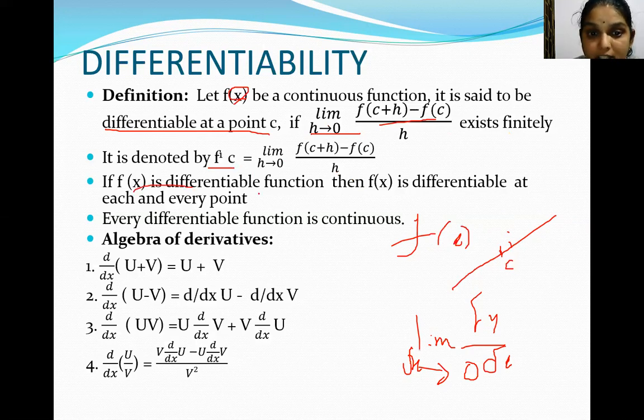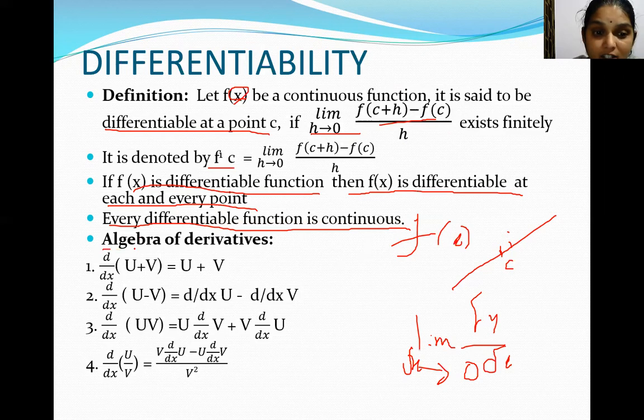If f of x is a differentiable function, then f of x is differentiable at each and every point of the domain. This is one important point. And one more important point is every differentiable function is continuous. But the vice versa need not be true. Every continuous function need not be differentiable. But every differentiable function should be continuous. Whenever it is continuous, then only you can define the differentiation on that.